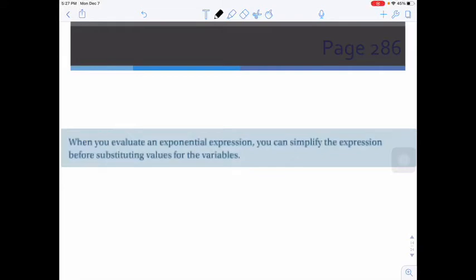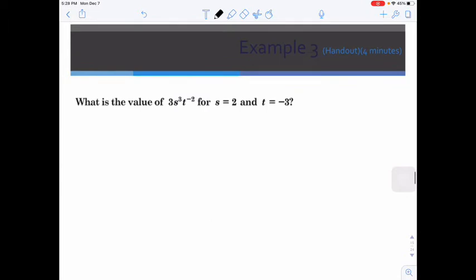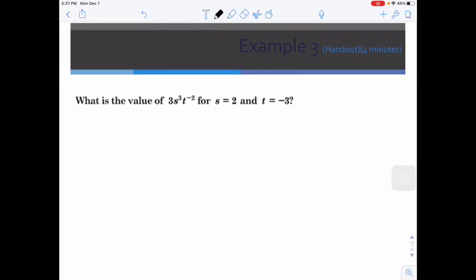Section 5.1, Example 3 on page 286: when you evaluate an exponential expression, you can simplify the expression before substituting values for the variables. So example 3 says, what is the value of 3s cubed t to the negative second power for s equals 2 and t equals negative 3? What the previous slide is telling us is that we can simplify this expression with the negative exponent to get rid of the negative exponent, and then we can simply plug in these values for s and t.